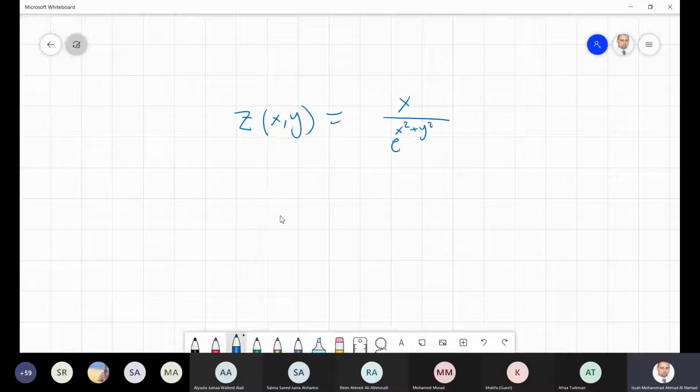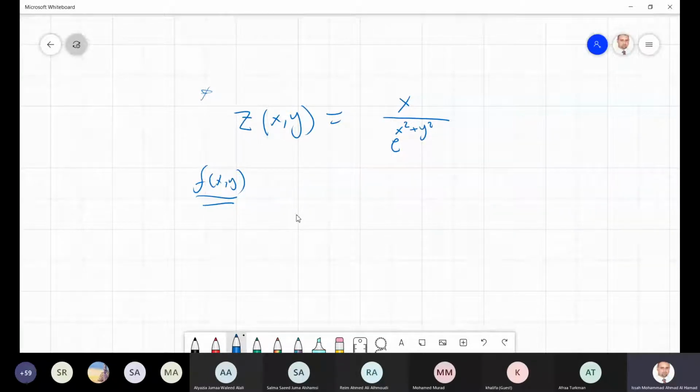Okay, can you see it now? Yes. Function f of x and y, and we need to do the derivative. Okay, so we have the function. We will solve this. z of x and y equals x divided by e to the power x square plus y square. Okay, so let's try to solve this and see how we can solve it. We have to use new commands. One of them is gradient and one of them is quiver.